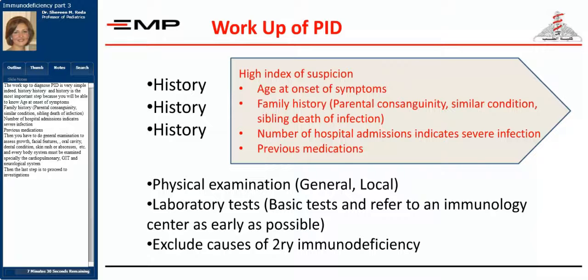The physical examination should include the general examination of all body systems and the local examination as well of all systems, the pulmonary, the neurological, the abdominal, all parts of the body. And then you shift to the laboratory test. Here I'm going to mention the basic tests that are available everywhere. And you have to do these tests and rapidly refer to an immunology center as early as possible. In the meantime, you have to exclude causes of secondary immune deficiency, which I'm going to mention in part 4.